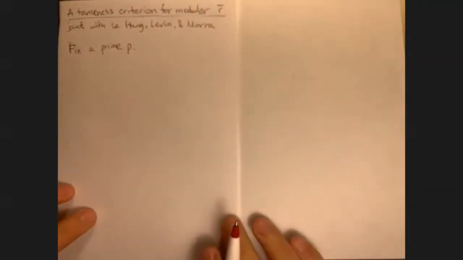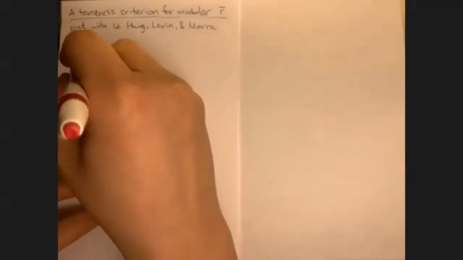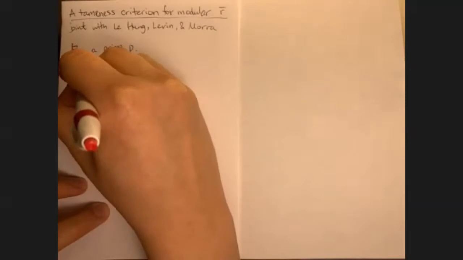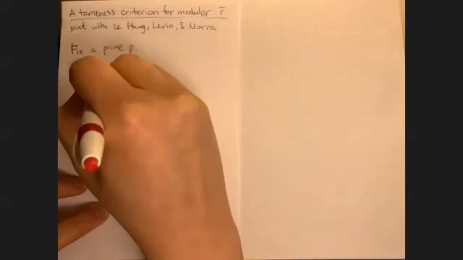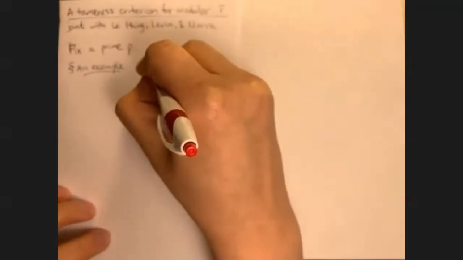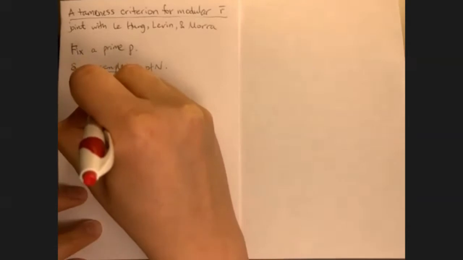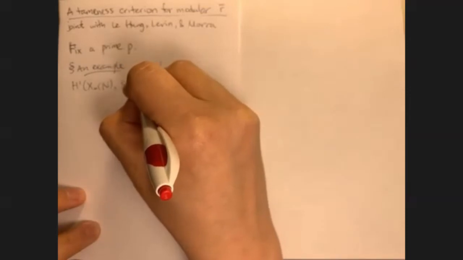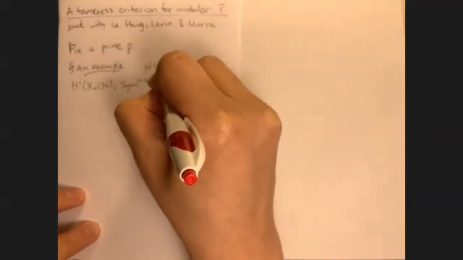So I want to start by fixing a prime p. This will be fixed throughout the talk. And I want to start with an example, which illustrates the phenomenon I want to discuss further. Let's take some natural number n which is coprime to p, and look at the cohomology of the modular curve at level n with mod p coefficients.